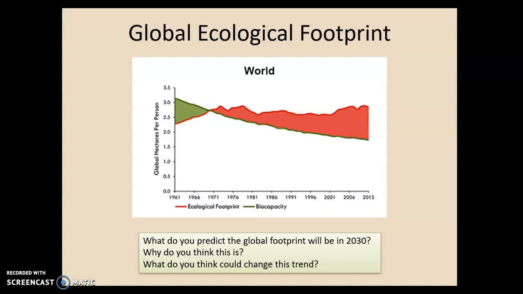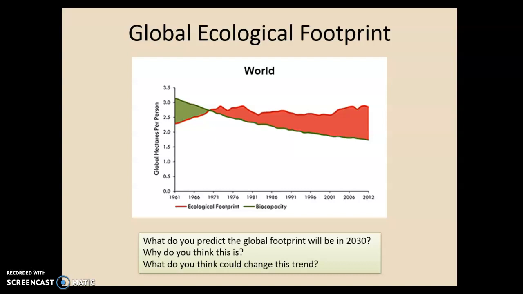So just based on this data, just think about what you think the global footprint's likely to be like in 10 years' time, in 2030. Why do you think this is? And what do you think could change this trend?